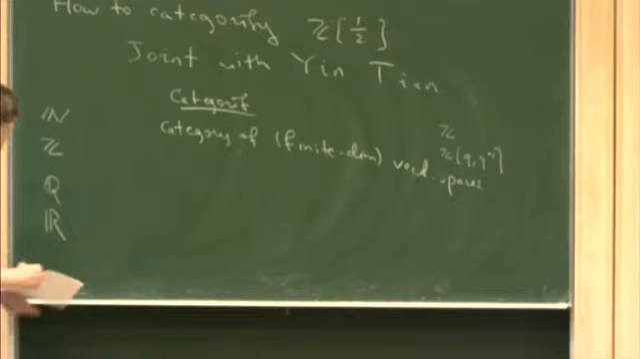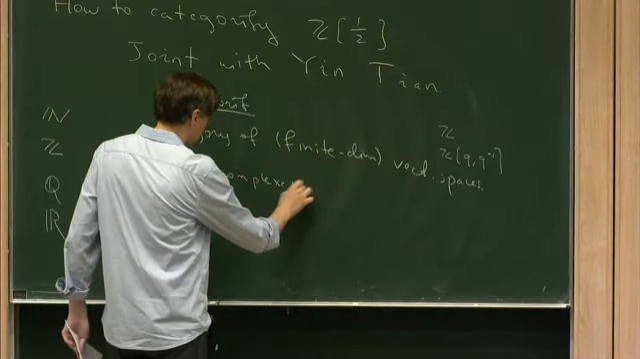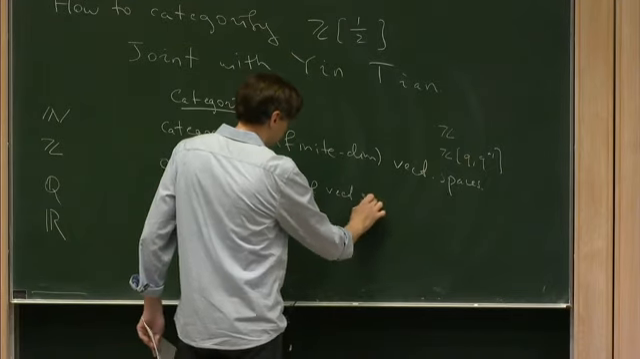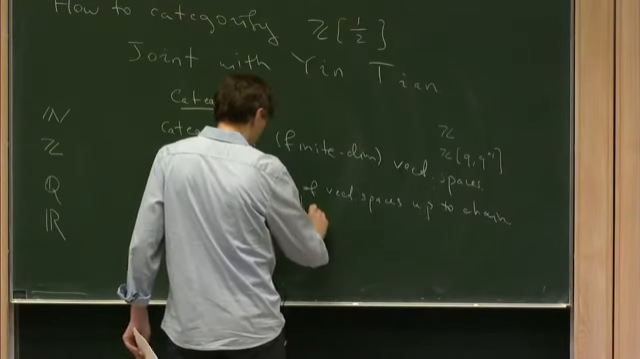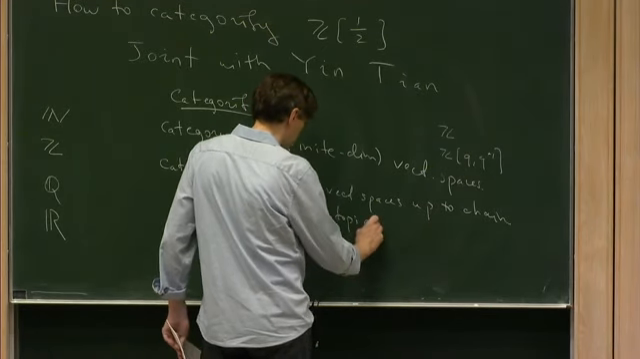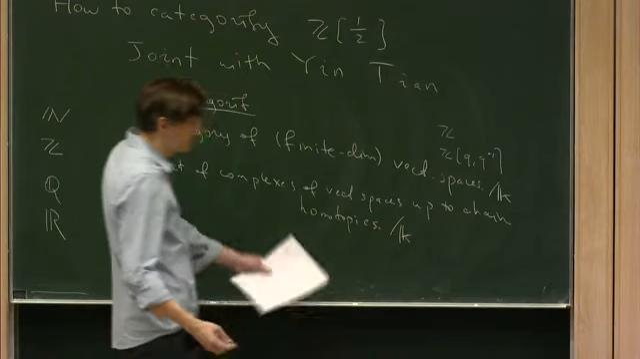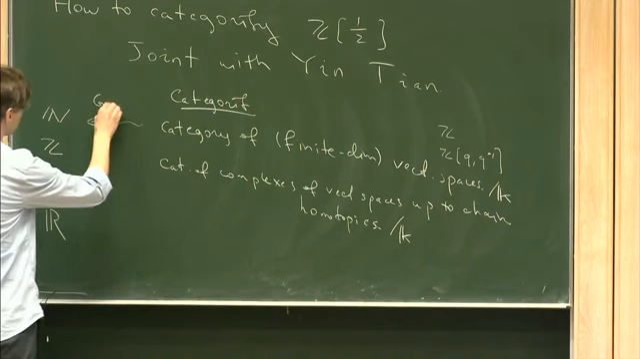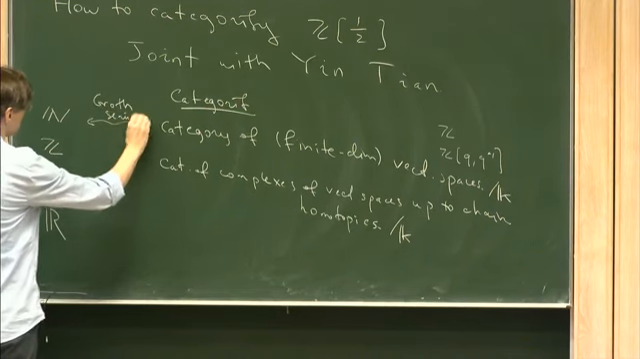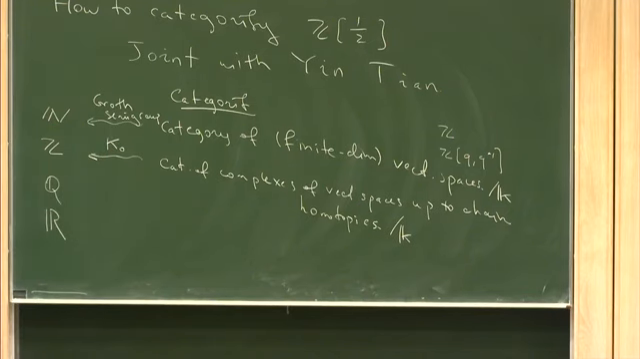So Z lifts to the category of complexes of vector spaces, up to chain homotopies. This is over some field K. There are some variations where you work with complexes of free abelian groups and so on. If you take the Grothendieck semi-group, you recover N. If you take the Grothendieck group, K0, you recover Z.